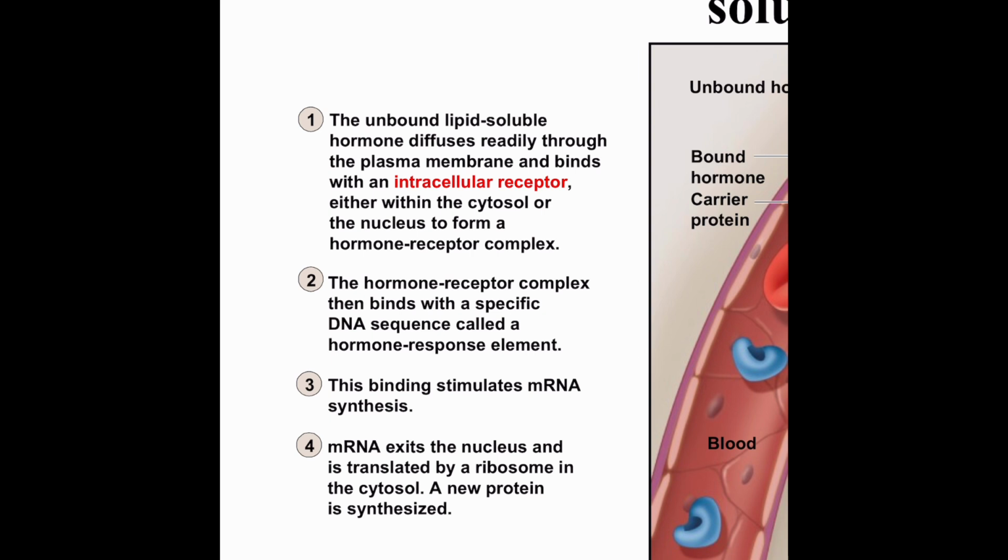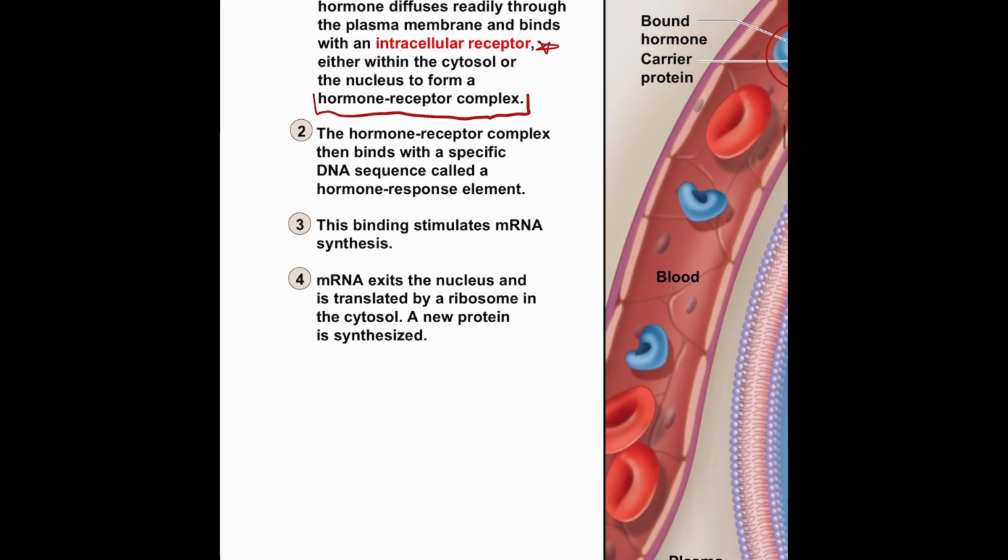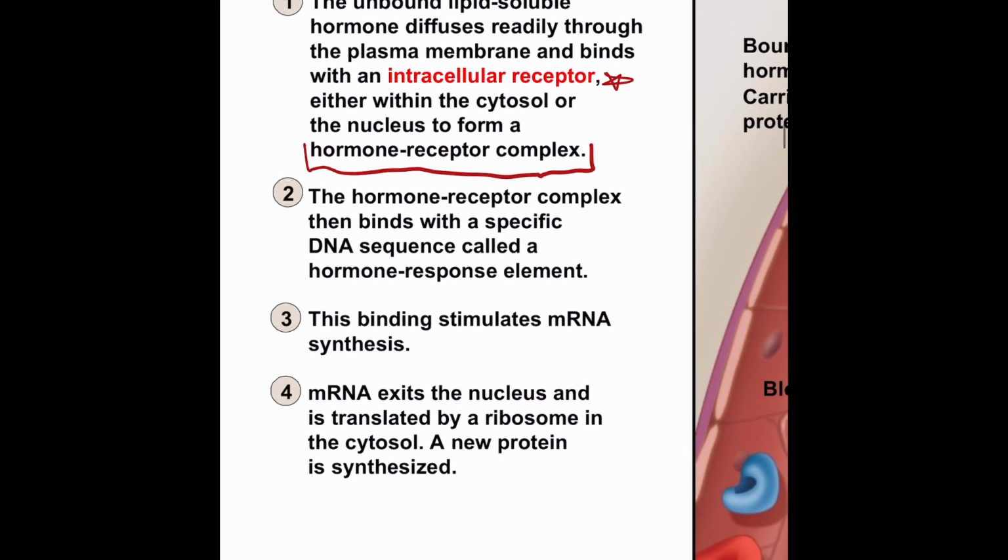The unbound lipid-soluble hormone diffuses readily through the plasma membrane and binds with an intracellular receptor. This is key, have that in mind. I believe there's a specific name for one of them, which will be spoken about a bit later. When the hormone binds to the intracellular receptor, you form the hormone receptor complex. The hormone receptor complex then binds with a specific DNA sequence called the hormone response element, and then this will stimulate mRNA synthesis.